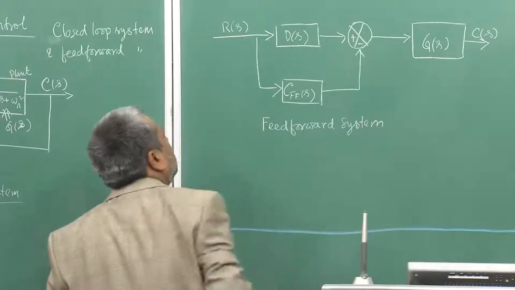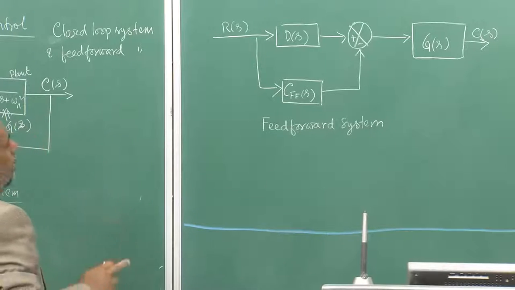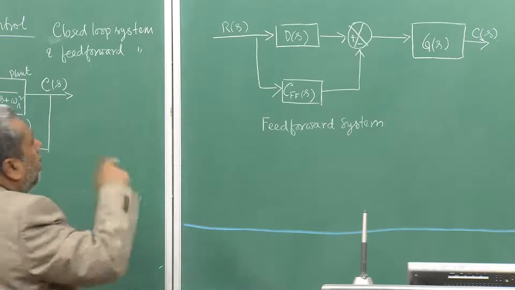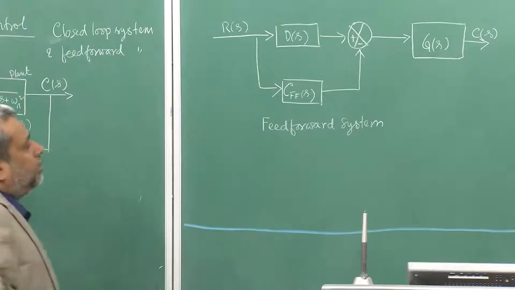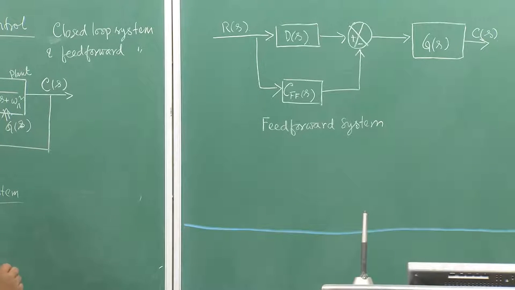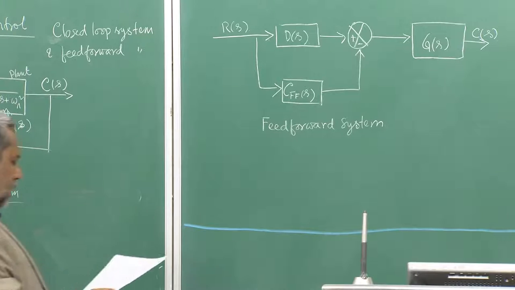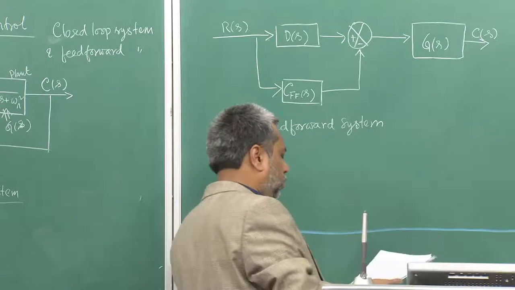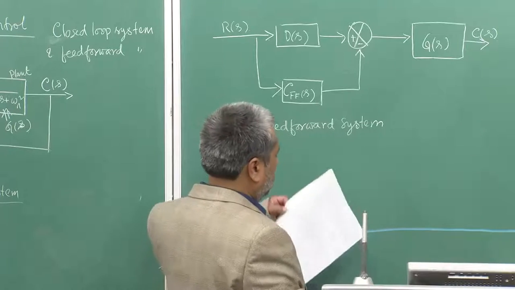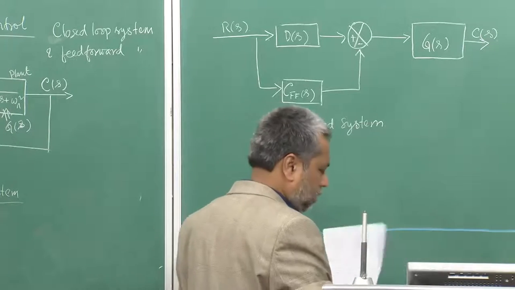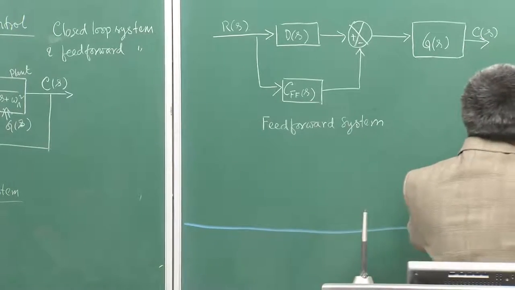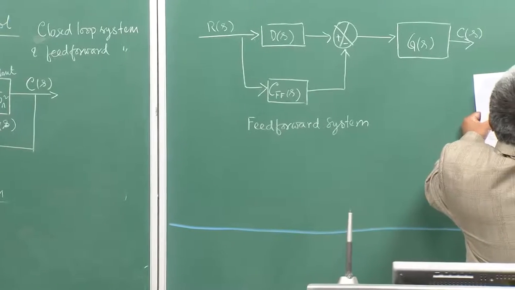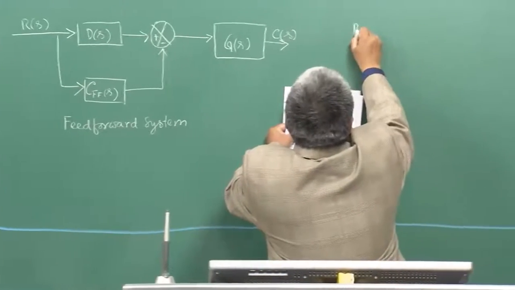However, the condition is that C_FF(s), that is the gain for the feed forward system, must match the gain and the phase of the D(s). So you must have the complete knowledge of it. Sometimes you may not have that. In that case, we would rather go for a hybrid control system. So that would look something like this. Let us try to draw that kind of a system.